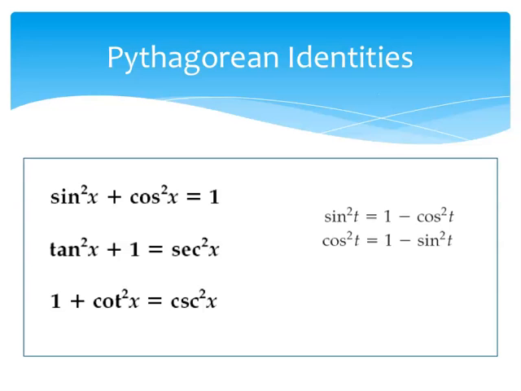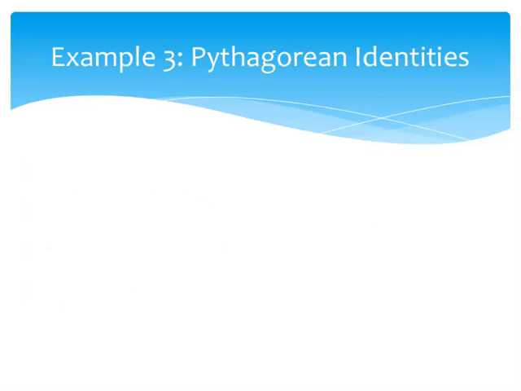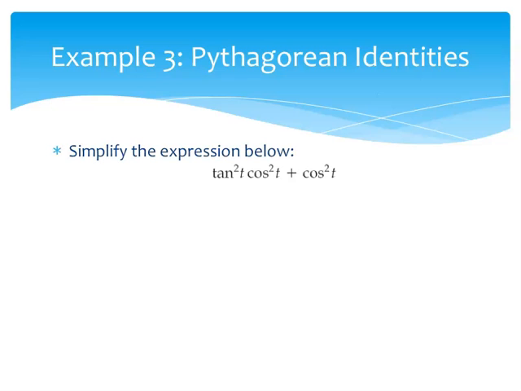Okay, so let's take a look at example 3. Simplify the expression below. We have tan squared cosine squared plus cosine squared. Now with all of these, the more complicated they get, the more ways there are of going about simplifying the expression. But you should be able to simplify it down as much as you can in different ways, but get to the same thing.